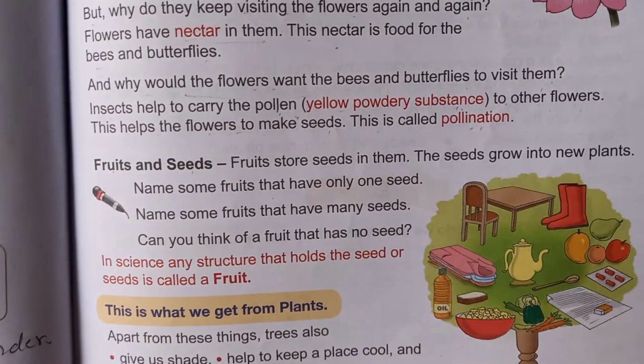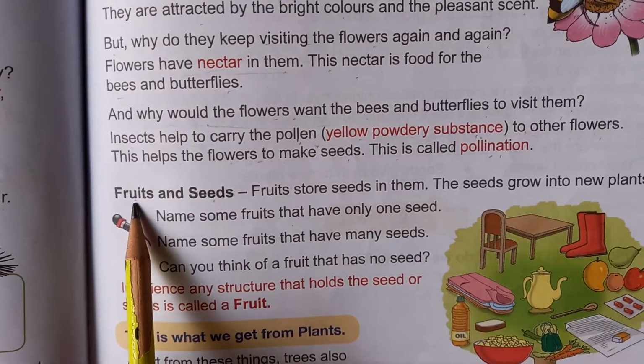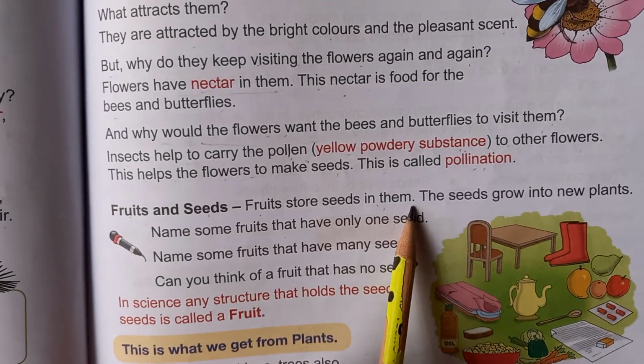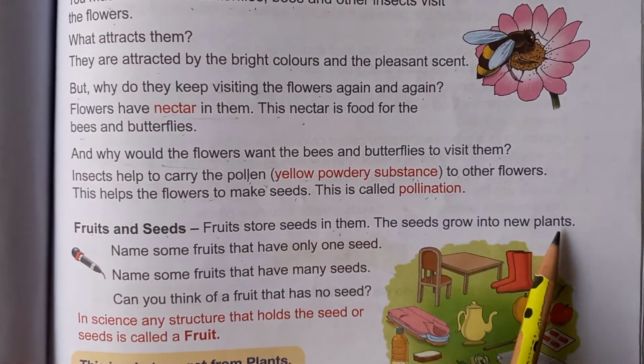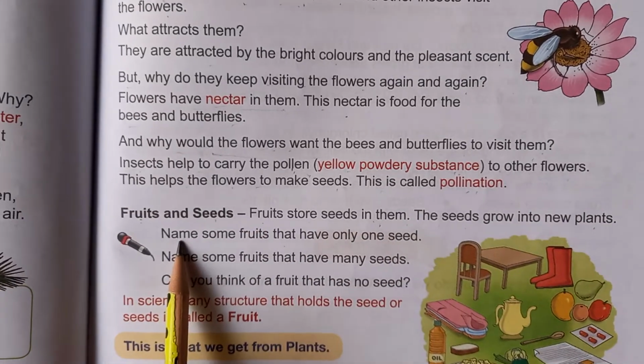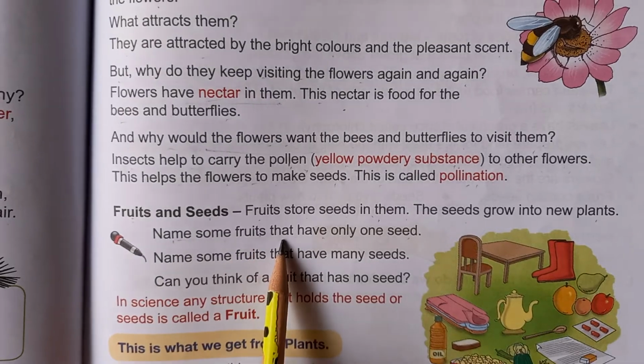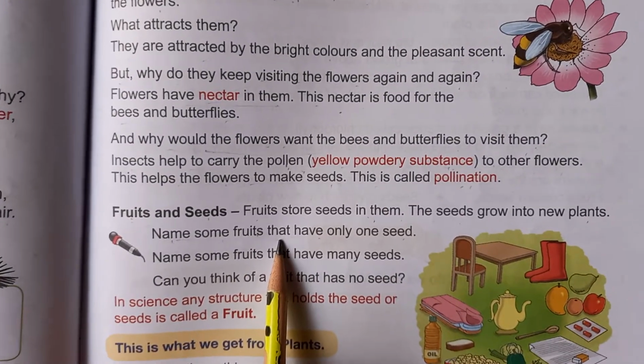Next one, fruits and seeds. Now what are fruits and seeds? Do you know children? Fruits contain seeds. Fruits store seeds in them. The seeds grow into a new plant. Here one question is there: name some fruits that have only one seed. Here you have to write the names of the fruits that have one seed.